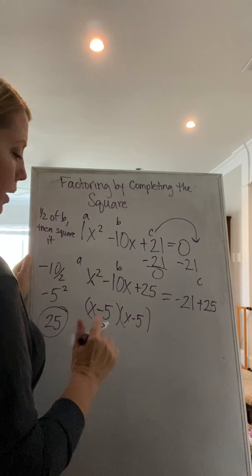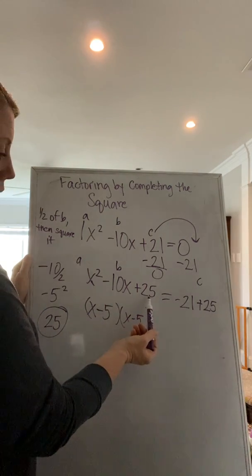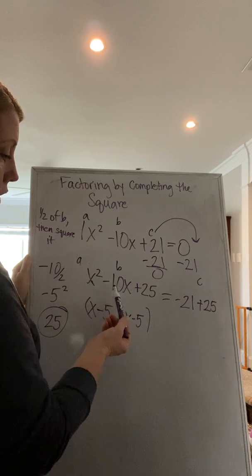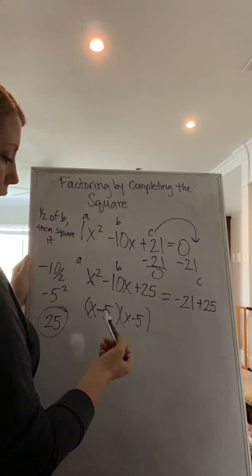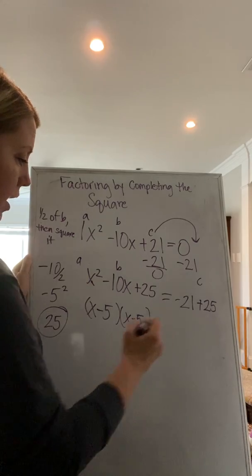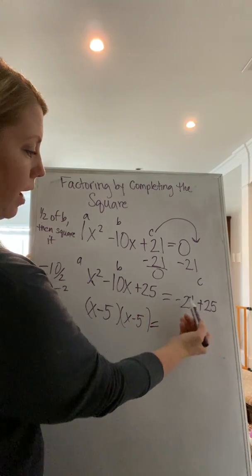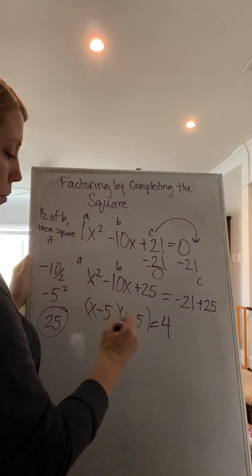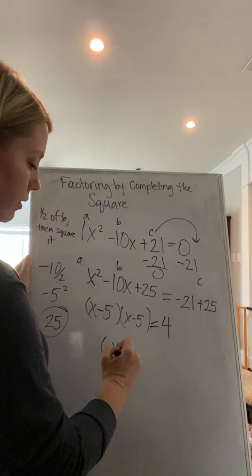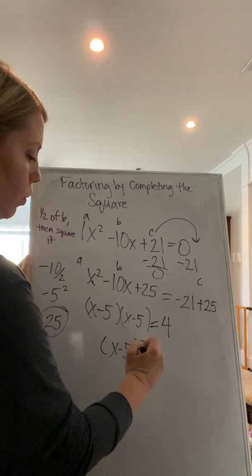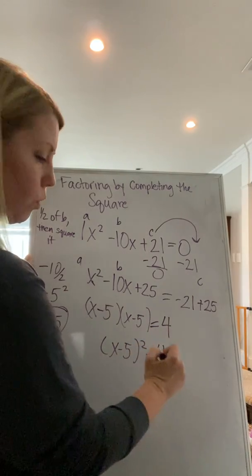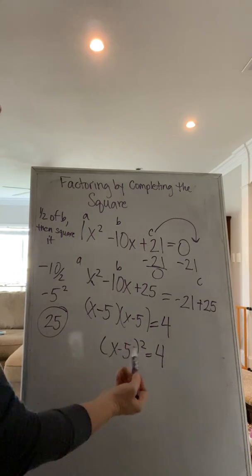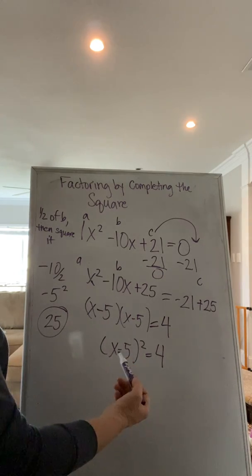Why do I know that? Because two factors of 25 are 5 and 5 that add up to be -10 is -5. So X minus 5, X minus 5 equals, what's 25 minus 21? 4. And then I'm going to simplify this and just say X minus 5 squared equals 4. So now I just took these two and I smushed them together in this little expression.